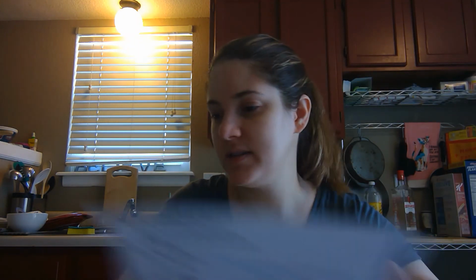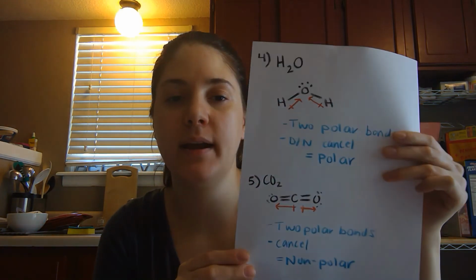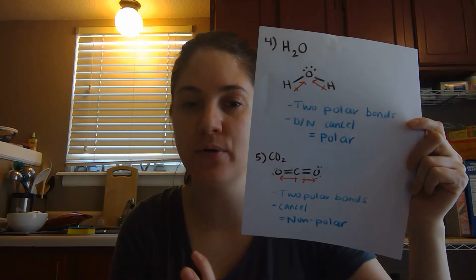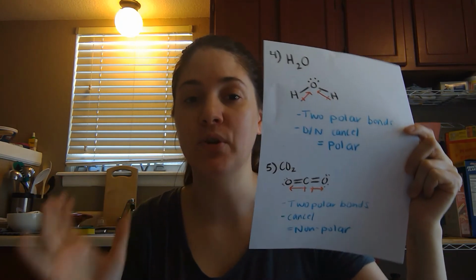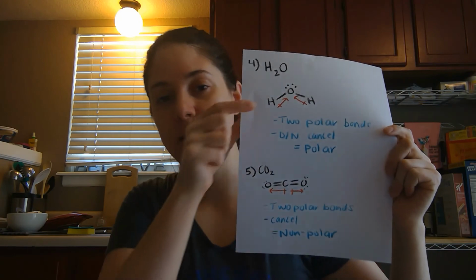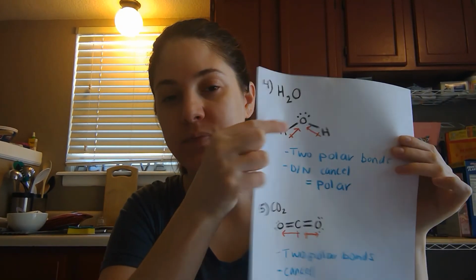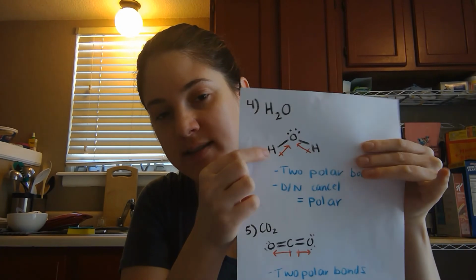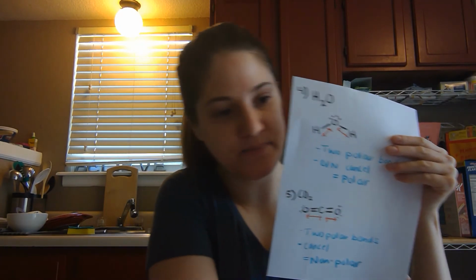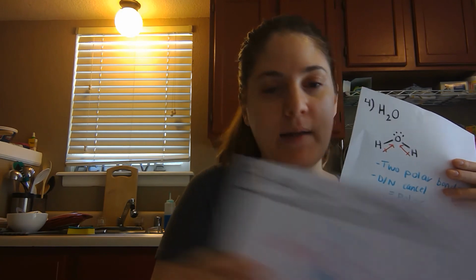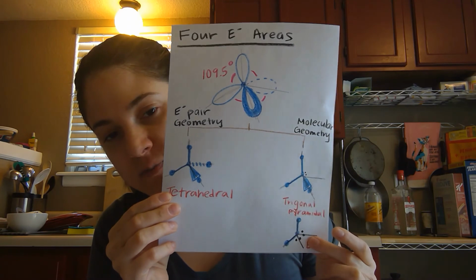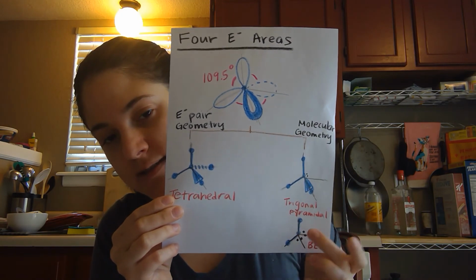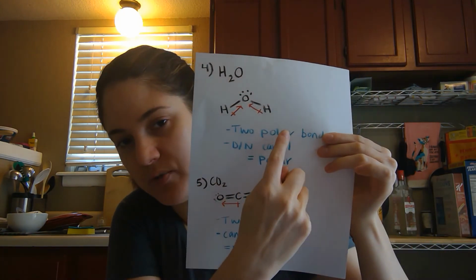My last two examples are comparing H2O and CO2. Both of these molecules have 3 atoms, but the polarity is very different because of their shape. So looking at H2O, or water, it's oxygen that's bonded to 2 hydrogens, and that would leave 2 lone pairs. So looking back at that 4 electron area VSEPR theory, we come down to this molecular geometry of bent. So 2 bonds and then 2 lone pairs. So it's this bent molecule.